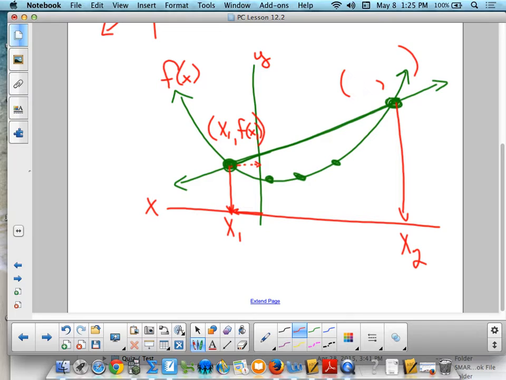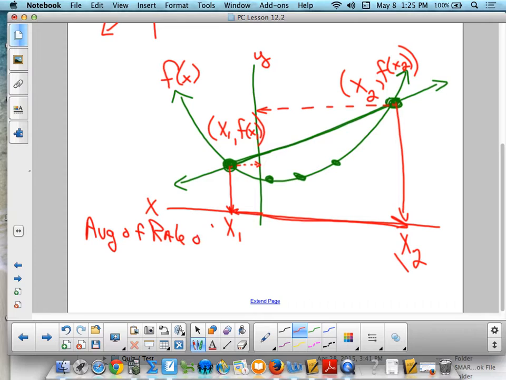That's the answer for that point. What's the answer for that point over there? How far over? x2. What's the y value over here? F of x2. There it is. Okay, so now I've got two good points on my parabola. What's the average rate of change? Now, you better write this down because this is what you really need to know. What is the average rate of change?